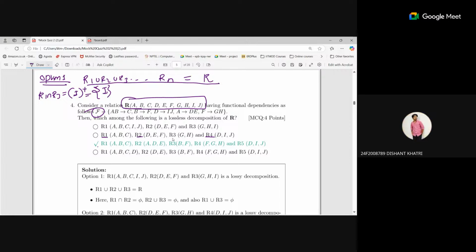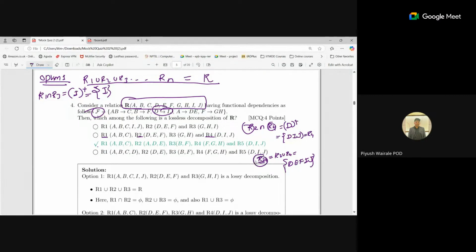R3 and R1 are isolated, so they won't be joined. See R2 and R4. If you see here, D is the common attribute. But if I take the closure of D, what am I going to get? From D, I'm going to get D, I, J, right? That is basically R4. It means I can join these two relations. So I am going to do that. Say R24 is a new relation such that R2 union R4. So we are joining these two relations. That will give me the new relation R24, which will be D, E, F, I, J.